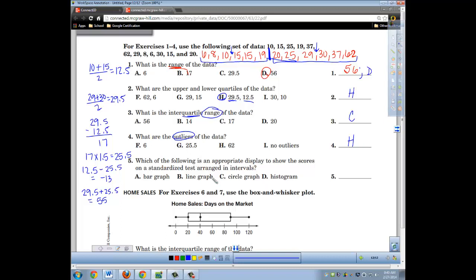Number 5, which of the following is an appropriate display to show the scores on a standardized test arranged in intervals? That's our keyword. First of all, we didn't even go over these two. The answer is D, histogram. If you look really quickly at numbers 8 and 9, that's a histogram. Our x-axis has intervals, so that's why it's a histogram.